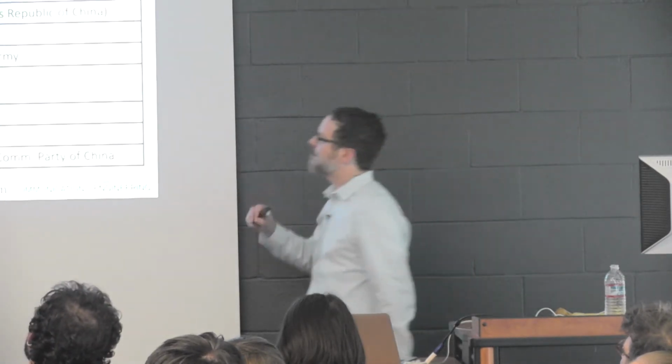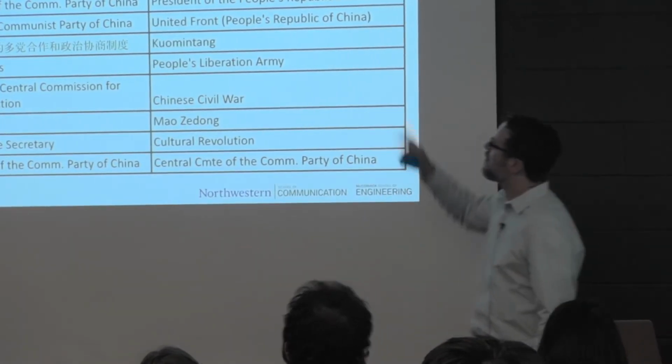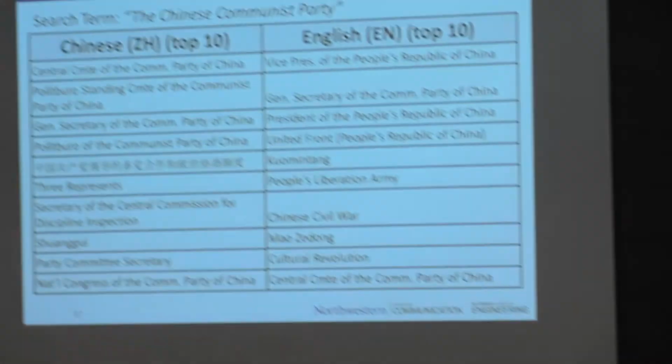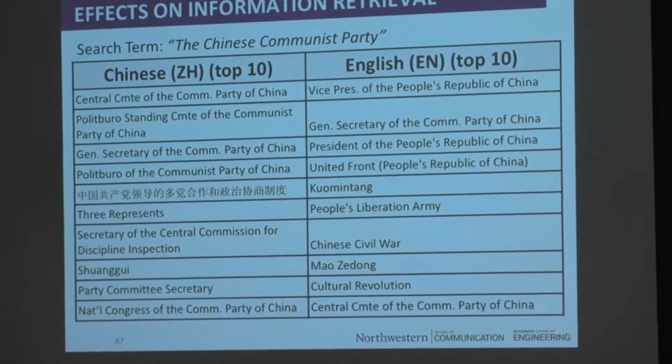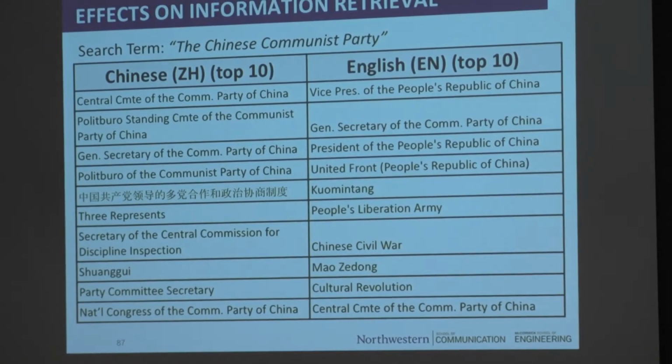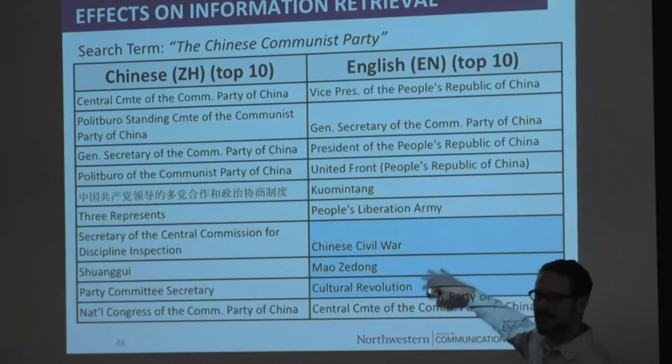And here's kind of an example of how this plays out when we do something like search and retrieval. So this is a search term for the Chinese Communist Party. And these are the top result sets in the Chinese and English relative to that. So what we see is that in English and also in Spanish, you see many more historical events and many more figures of prominence. So both Mao Zedong, the Chinese Civil War, and the Cultural Revolution are highly related constructs to the Chinese Communist Party in the English Wikipedia.